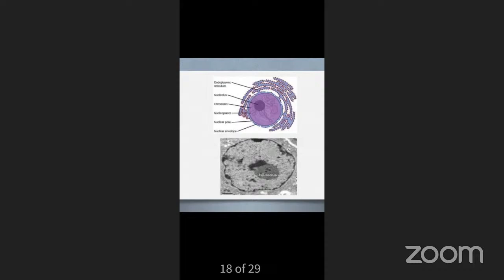So here three types of RNA are there: messenger RNA, ribosomal RNA, and transfer RNA.